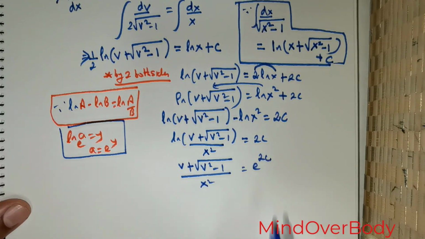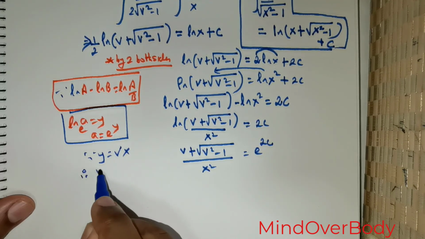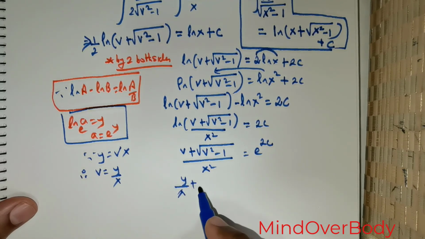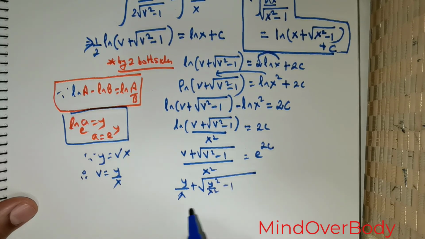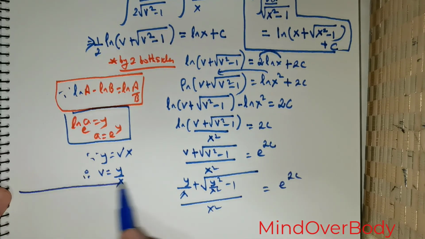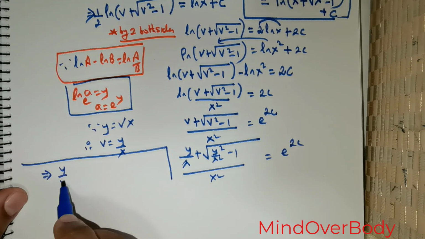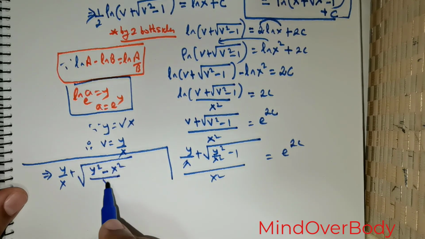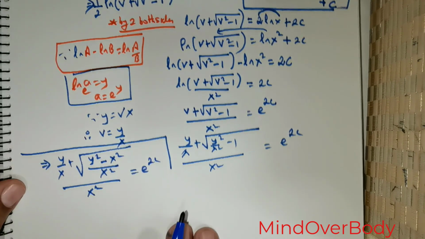to e raised to the power of 2c. But my y is equal to v times x, therefore v is equal to y over x. So this is going to be y over x + root of y² over x² − 1, divided by x², is equal to e raised to the power of 2c. I'm going to use the space here, so this is going to be y over x + root of (y² − x²) divided by x squared, is equal to e raised to the power of 2c.